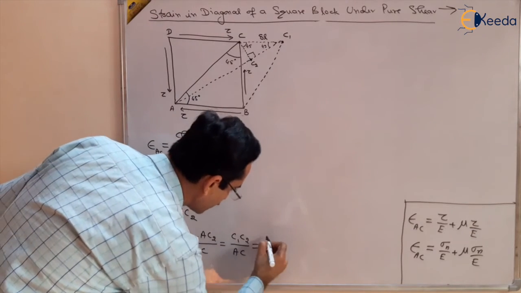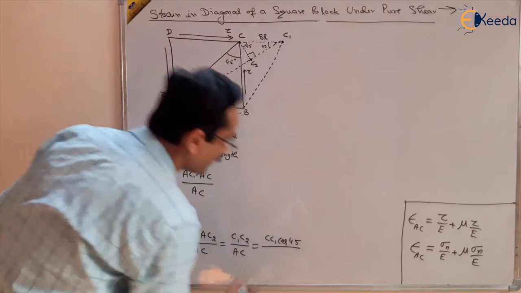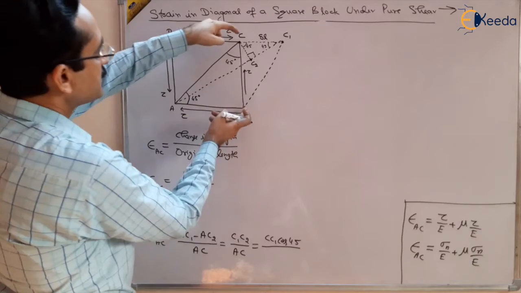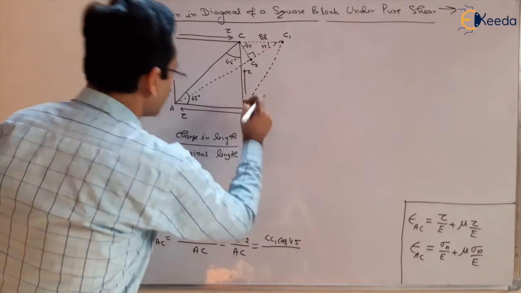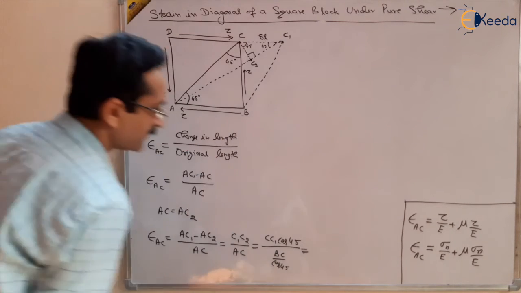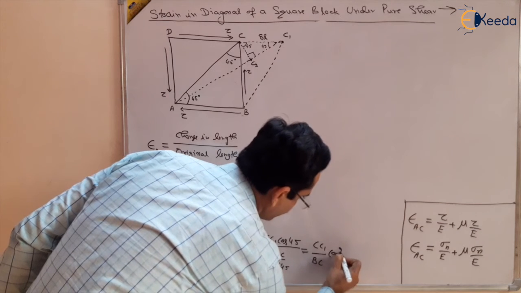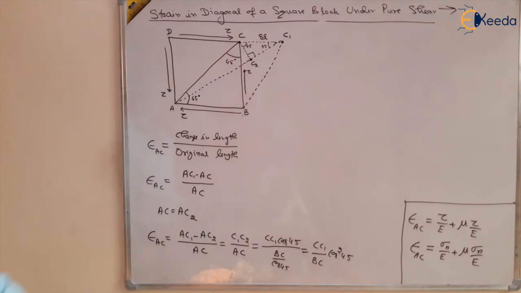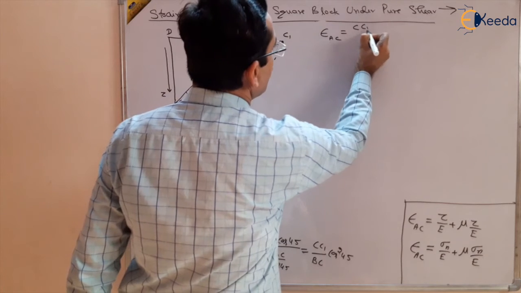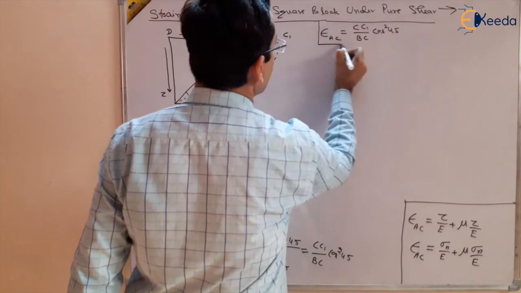So C1C2 can be written as CC1 cos 45 divided by AC, and this AC will be equal to BC by cos 45 in this bigger triangle. So BC by cos 45. So this will become CC1 upon BC cos square 45. This is our strain in AC. So strain in AC is basically CC1 upon BC, cos 45 into cos 45, cos square 45. This we have found out.